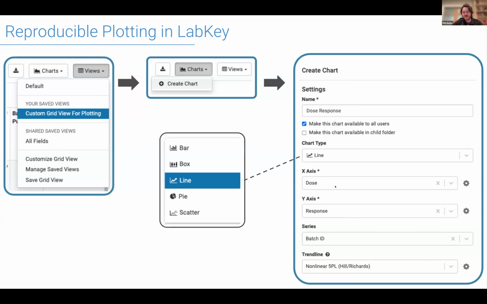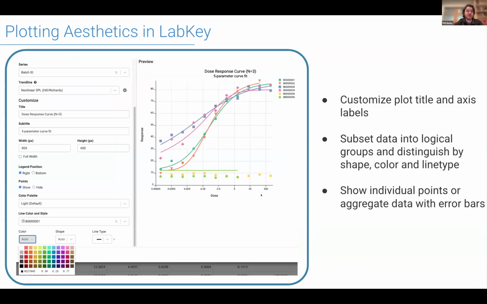So once you're happy with the structure of the data that's in your plot, you can start pulling in aesthetics to make simple, effective visualizations. So we've also got several different aesthetic options within LabKey. You can customize your plot title and your axis labels. So you can change these to say whatever you want, regardless of what your data is. You can also subset your data into logical groups and distinguish those groups by point shape or color or line type. So here we've got a batch ID where I've split samples into various batches, and then I'm also coloring them different colors and giving them different points to show these different batches.